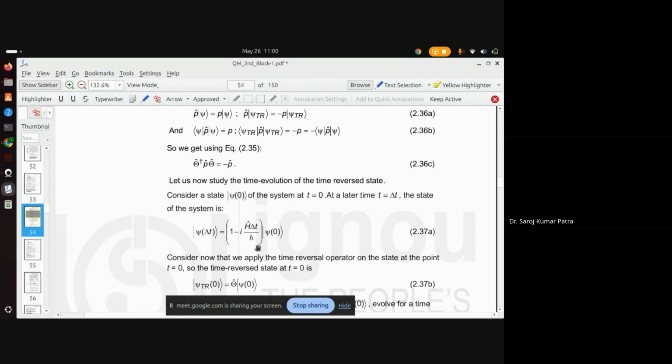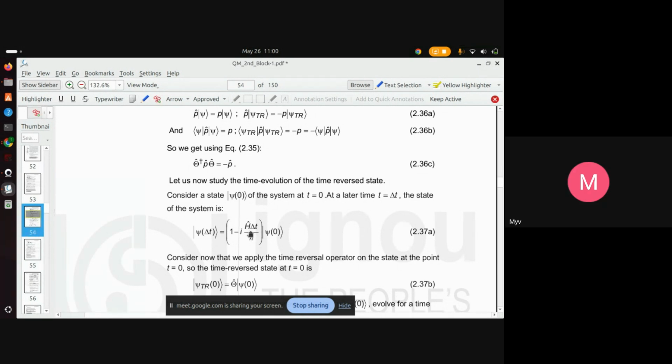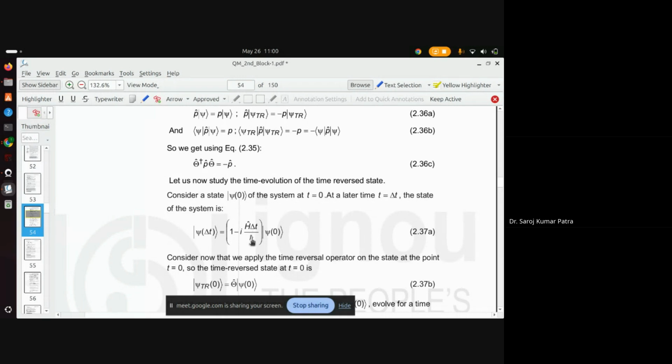e to the power minus iHt by h cross, right? या iH delta t by h cross, ऐसे आ रहा था ना? Yes. तो यहाँ पे क्या होगा? ये we are basically going, your time now is kind of negative, right?